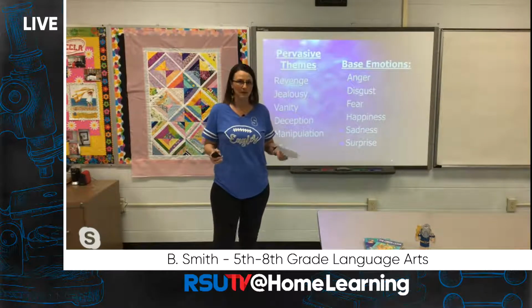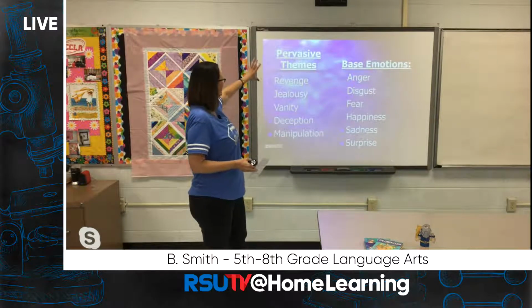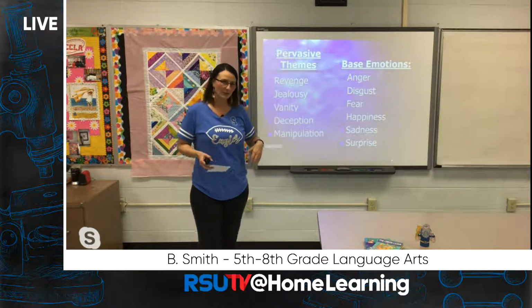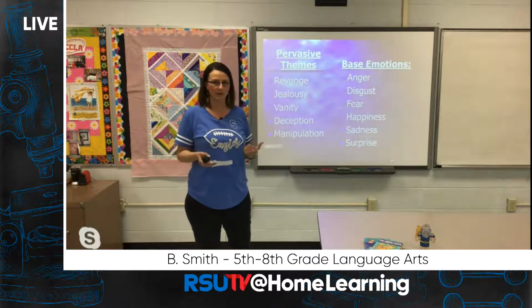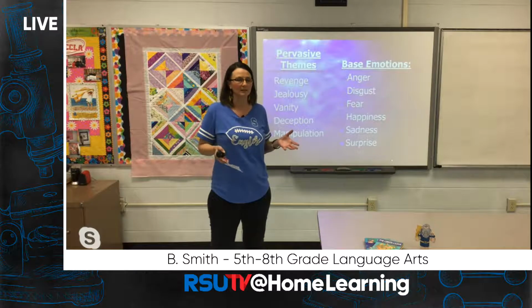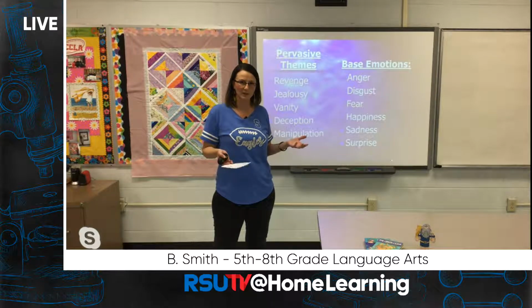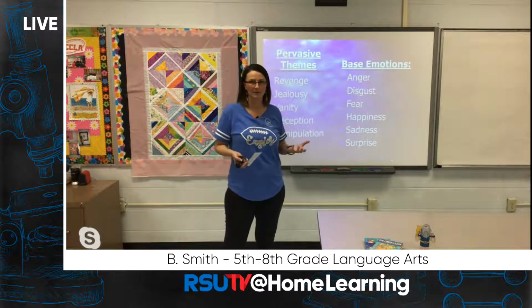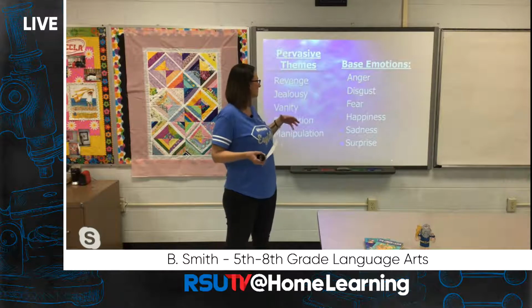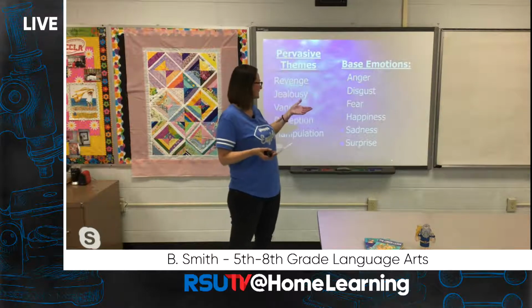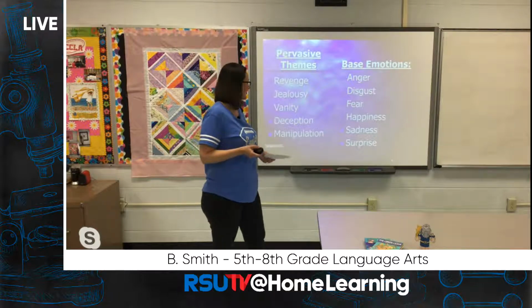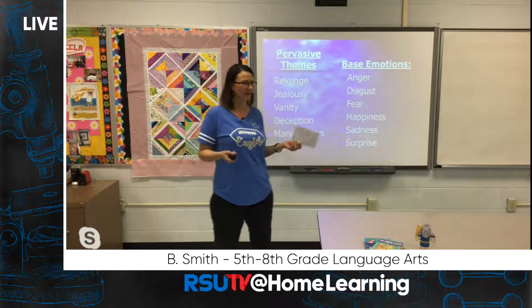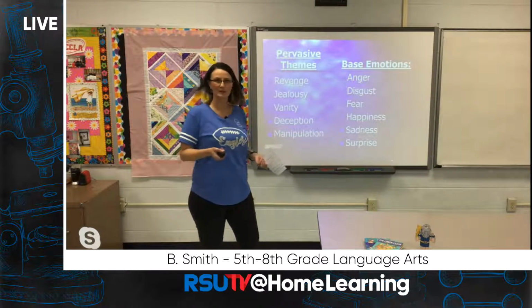Last week we talked about themes in stories, and some of those themes are revenge, jealousy, vanity, deception, and manipulation. You're going to see that a lot of these themes show up in Greek mythology. Now, you would think the Greek gods and goddesses would be better than humans, but it sounds like base emotions to me. Base emotions are things we don't have to be taught, that are already innate in us, like anger, disgust, fear, happiness, sadness, and surprise. I thought Greek gods were supposed to be better than us, but it sounds like a Jerry Springer show every time.